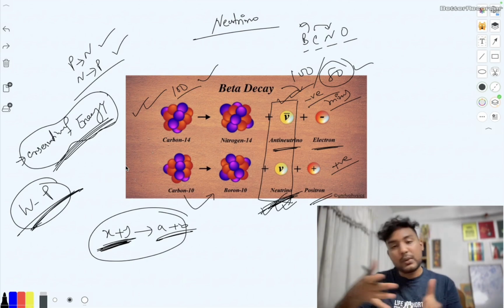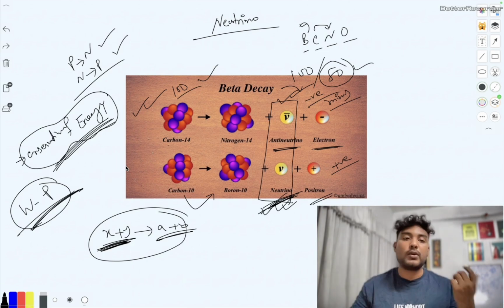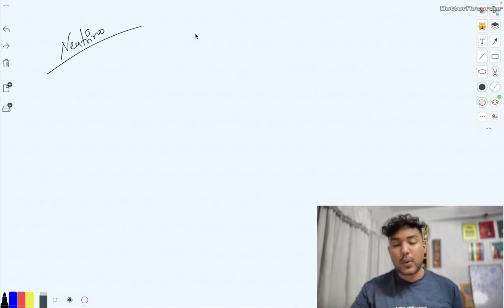So from beta decay we discovered the neutrino. Now we are going to learn about the neutrino. So where do we find the neutrino?